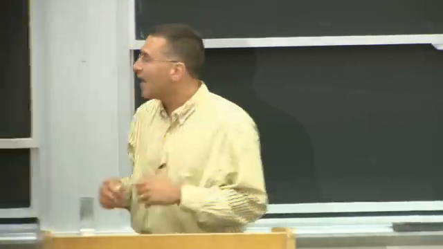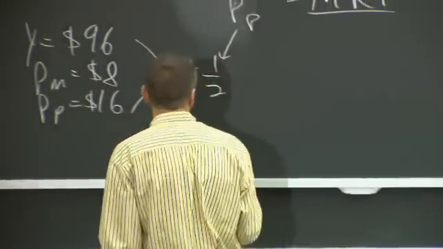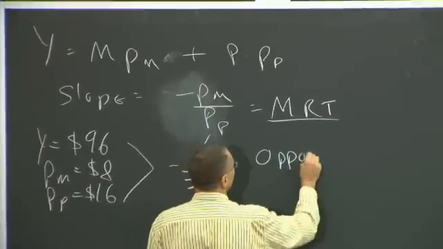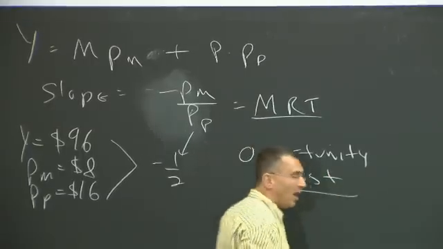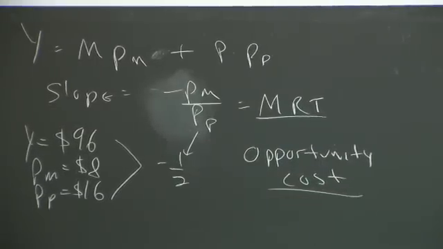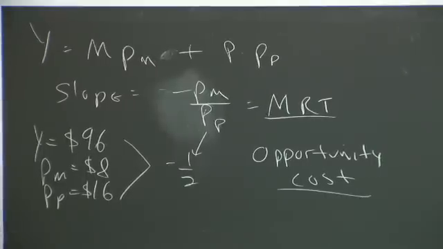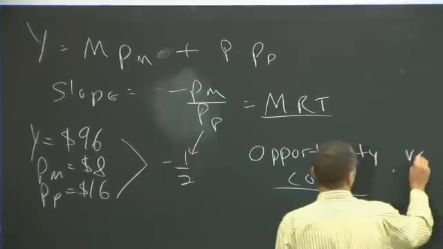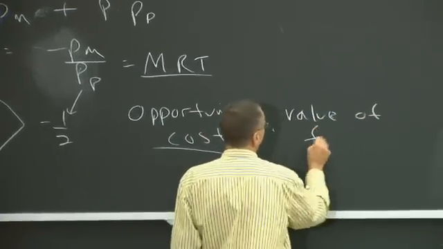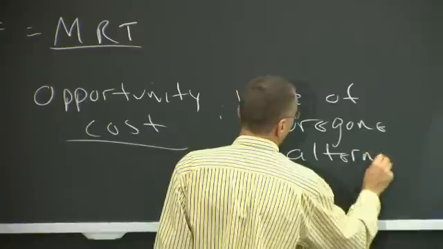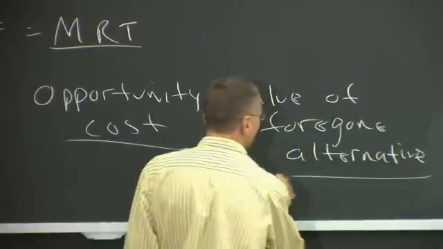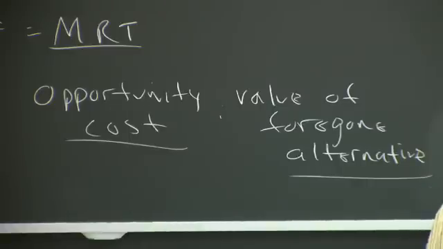As I talked about last time, it's essentially the same as you're trading, and that's because of the key economic concept we'll come back to over and over again in this course, the concept of opportunity cost. Okay? The opportunity cost is the value of the foregone alternative. The value of the foregone alternative is the opportunity cost.